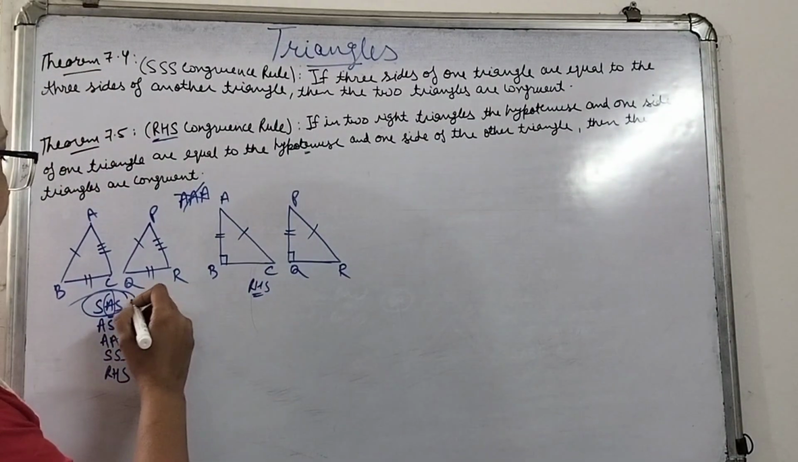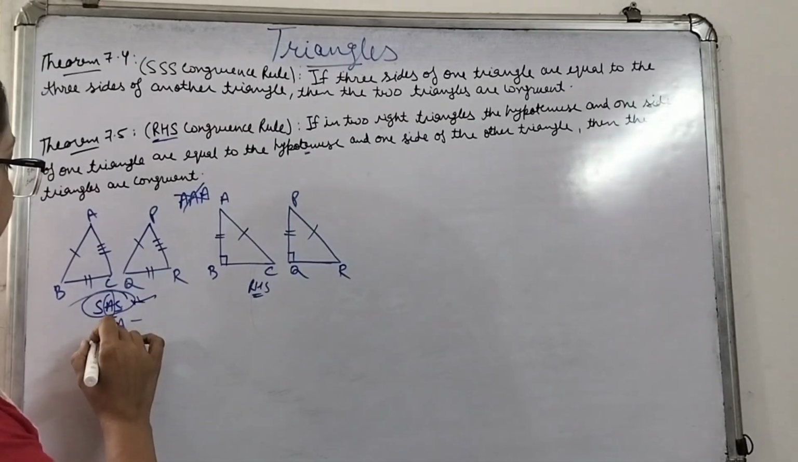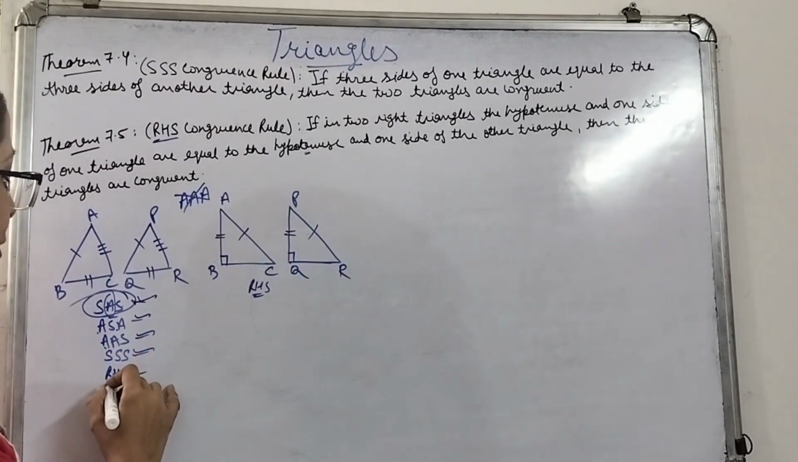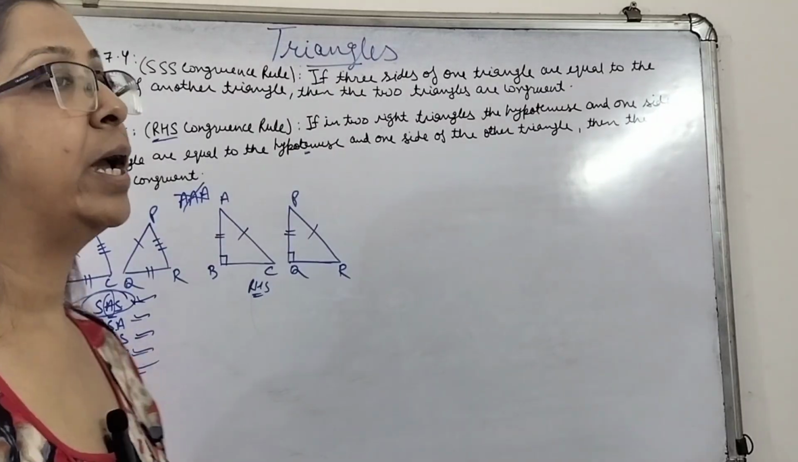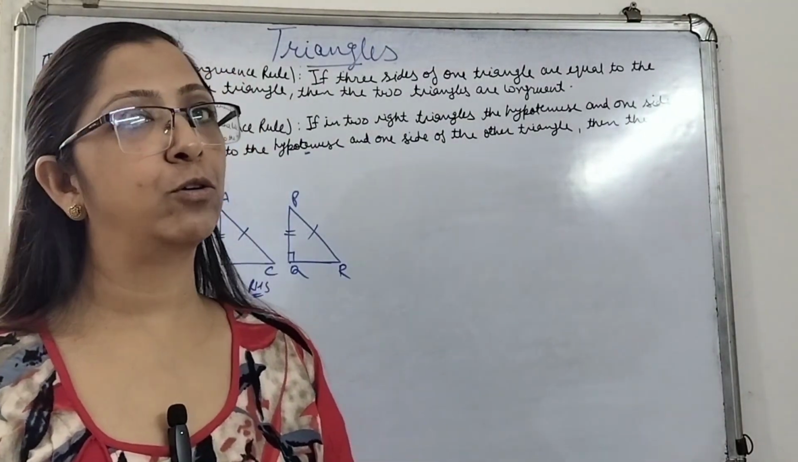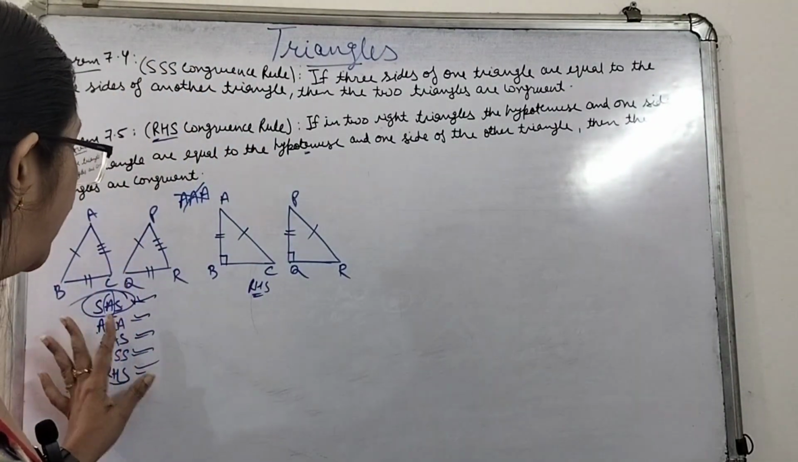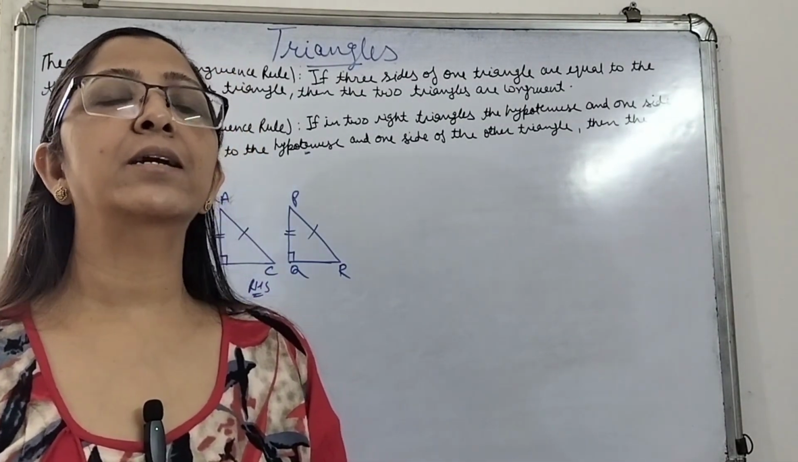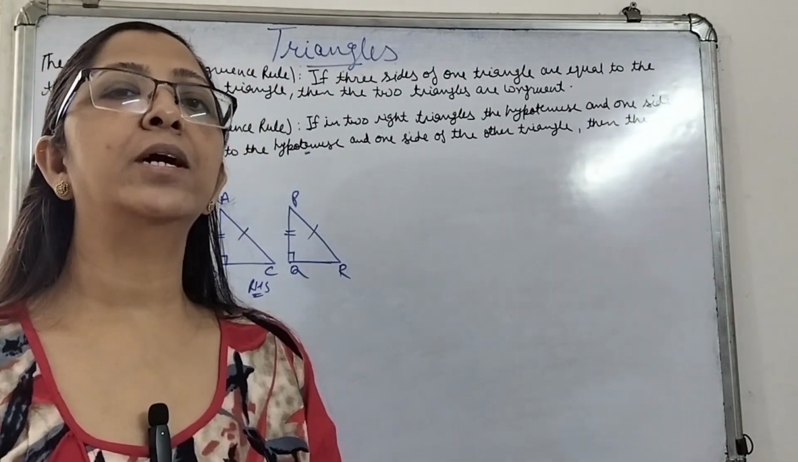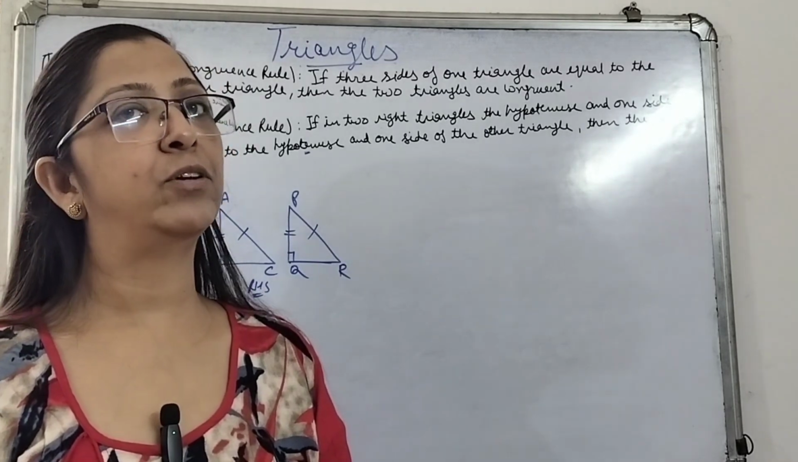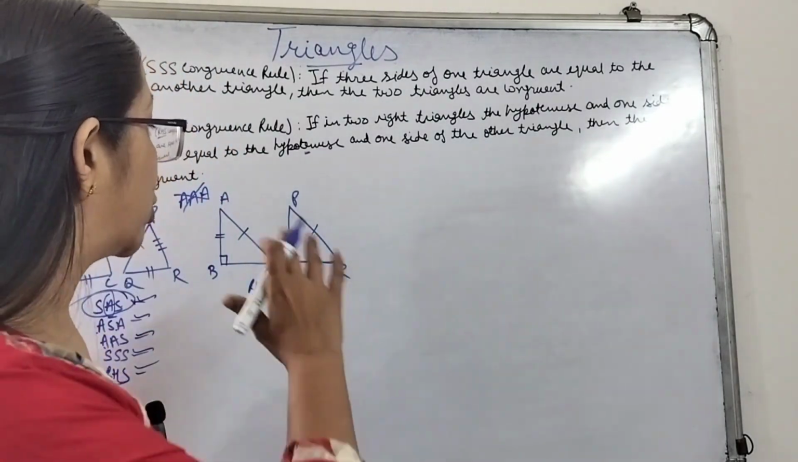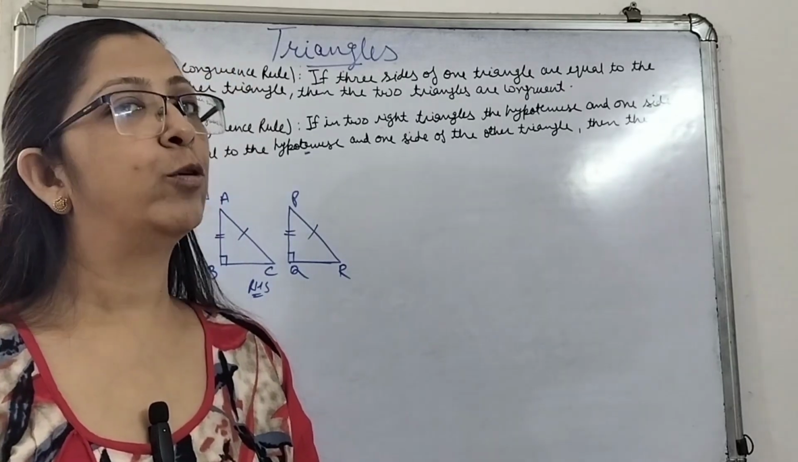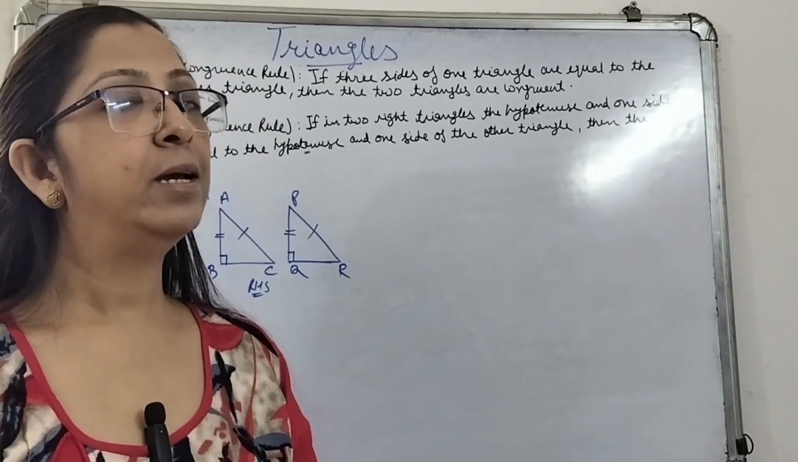So by SAS, side angle side, by ASA, angle side angle, by AAS, angle angle side, or by the RHS rule, we can prove any two given triangles to be congruent. And once we have proved that, we can conclude that by CPCT, their remaining corresponding parts will also be equal. This is how the questions will be solved. We prove triangles to be congruent, and then the corresponding parts will be equal.